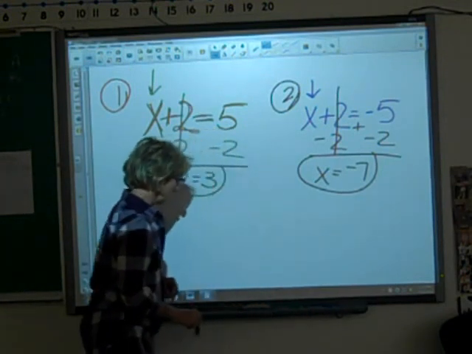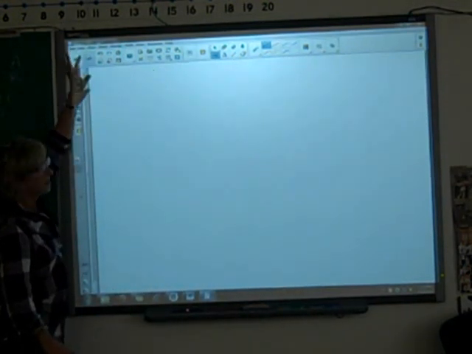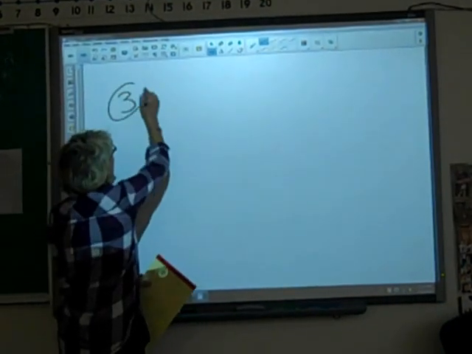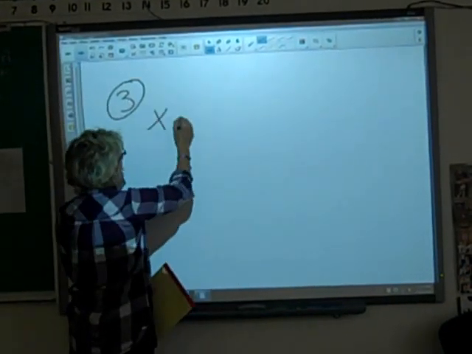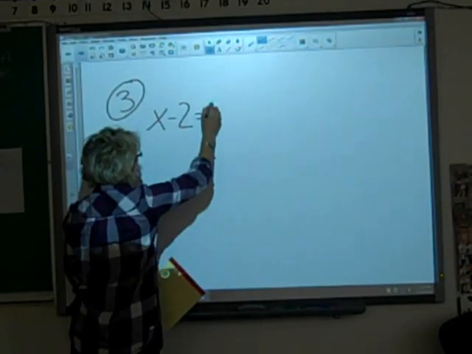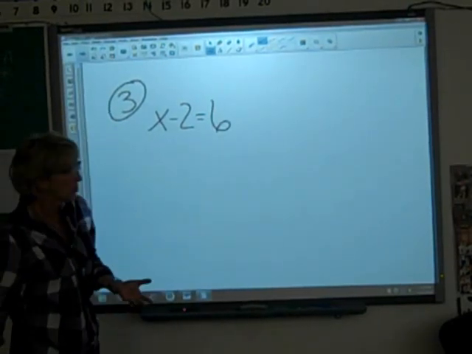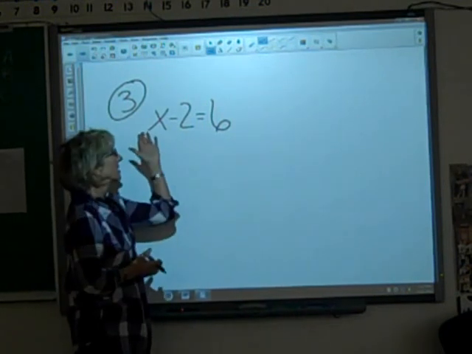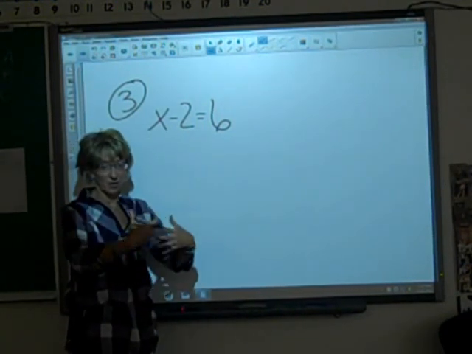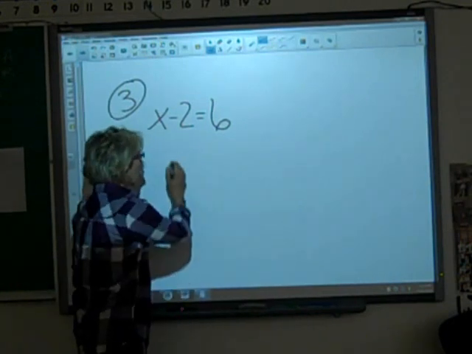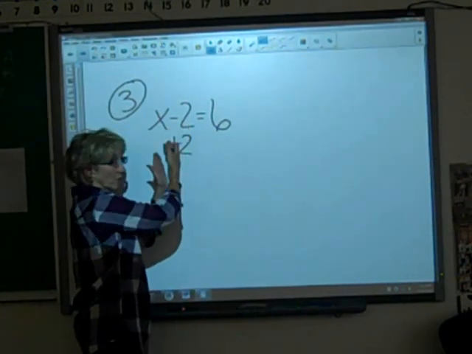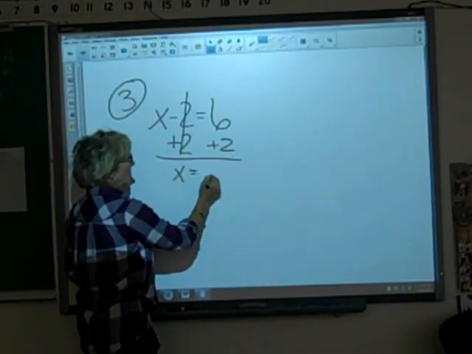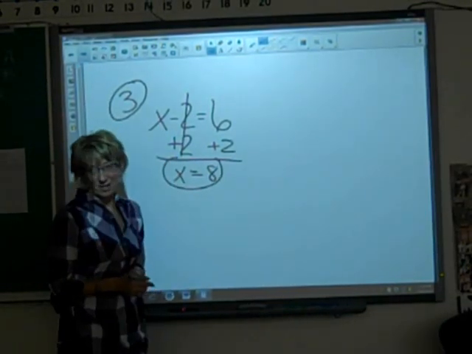Okay? All right, I'm going to continue on to problem number 3. Problem number 3 is stated x minus 2 is equal to 6. I'd like you to write this in your notes, and I'll talk to you about it a little bit. Again, isolating the variable. So 2 is being subtracted from x. We do the opposite or inverse operation. We add 2. Whatever you do to one side, you must also do to the other side. I'm pretty sure this is all much review for you.